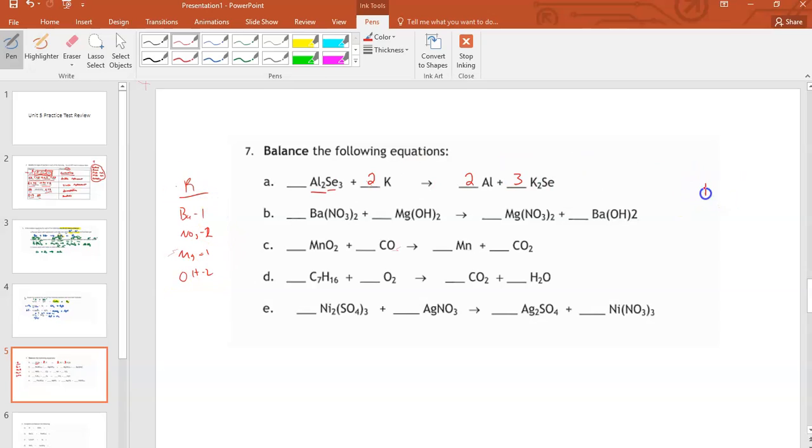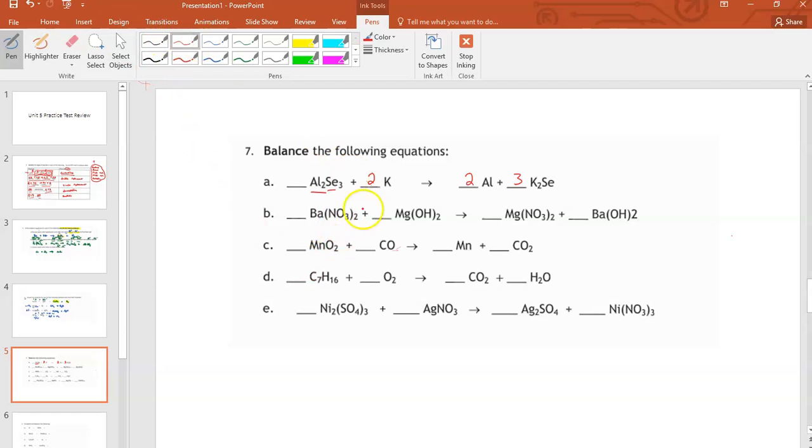My reactant. On my product side, I have 1 magnesium, 2 nitrates, 1 barium, and 2 hydroxides. So 1 magnesium, 2 nitrates, 1 barium, 2 hydroxides, already balanced. I do not need to add any subscripts. That's kind of handy.